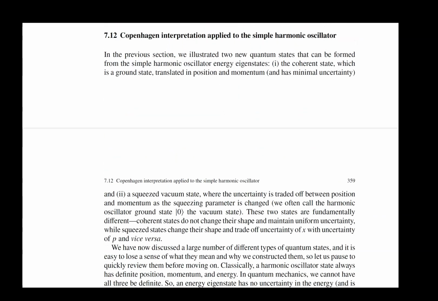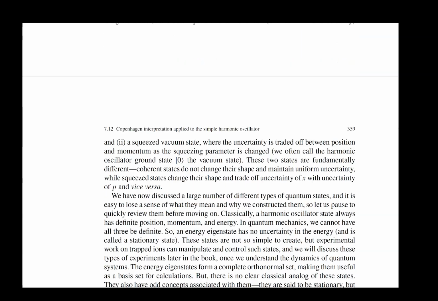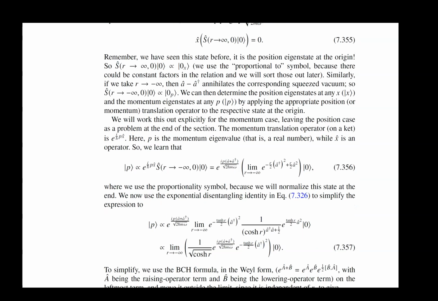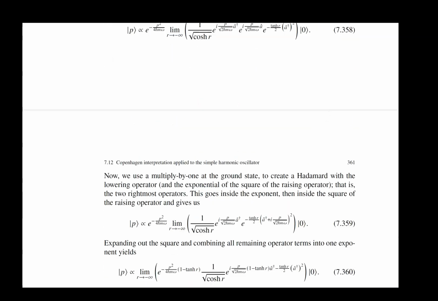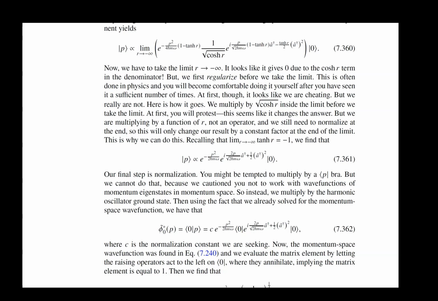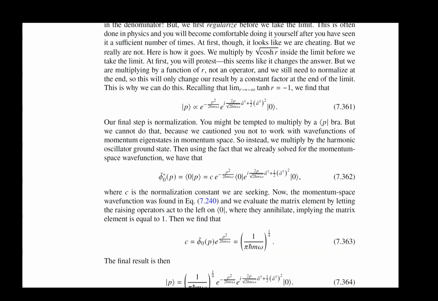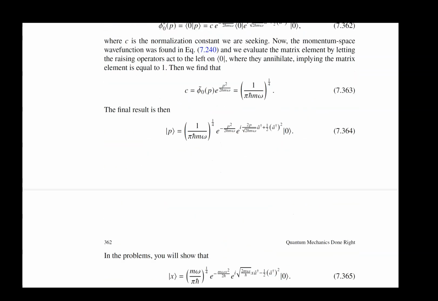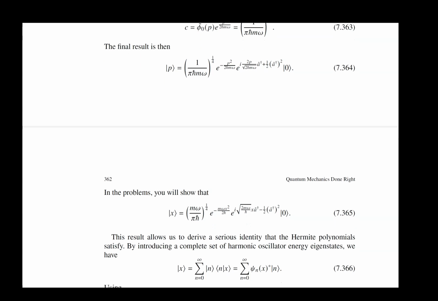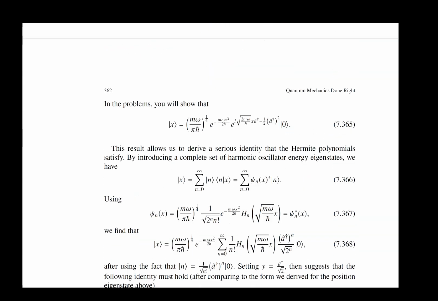And then I have a section where we talk about the Copenhagen interpretation as it's applied to the simple harmonic oscillator. This chapter has a little bit of philosophy in it, but it also has a really nice derivation where we show how you can go from a position eigenstate to a momentum eigenstate via the harmonic oscillator in squeeze states.